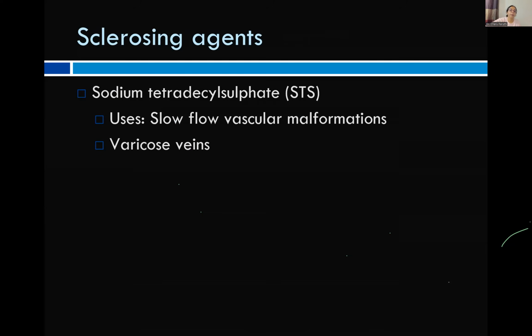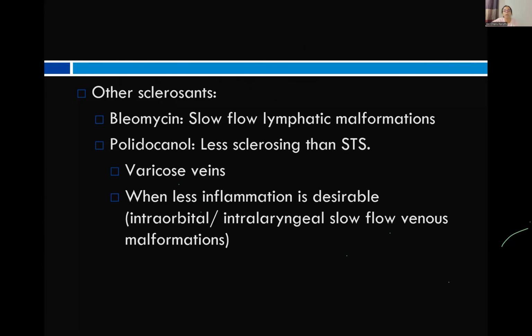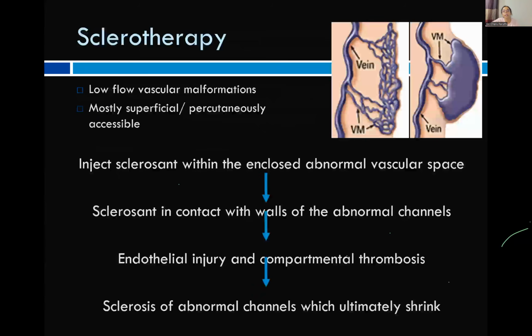So after embolizing agents, we'll be discussing sclerosing agents, which are used for slow flow vascular malformations and varicose veins. The most common one used is STS, or sodium tetradecyl sulfate. And the mechanism of action is that in these cases, they're usually superficial.